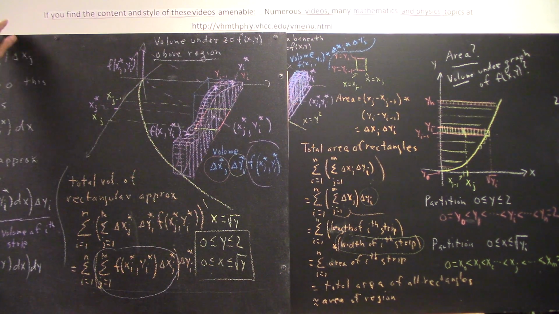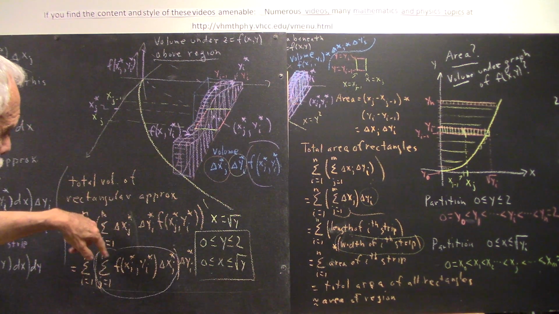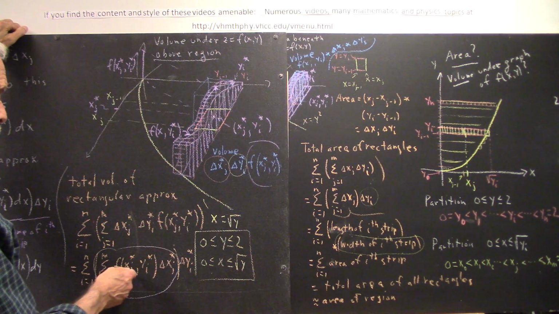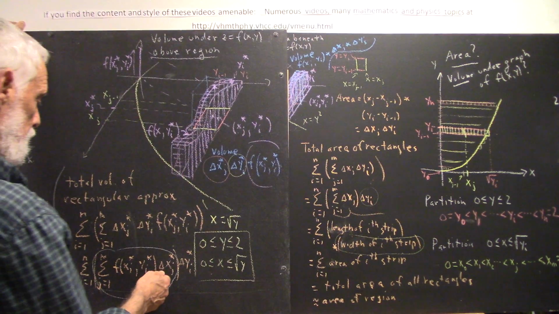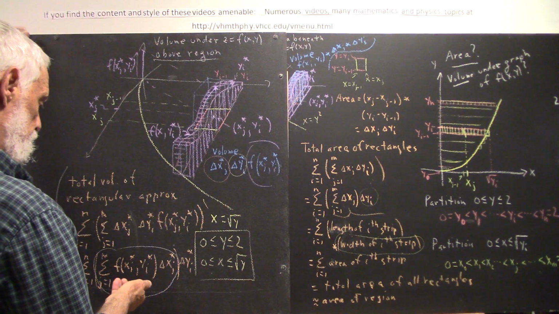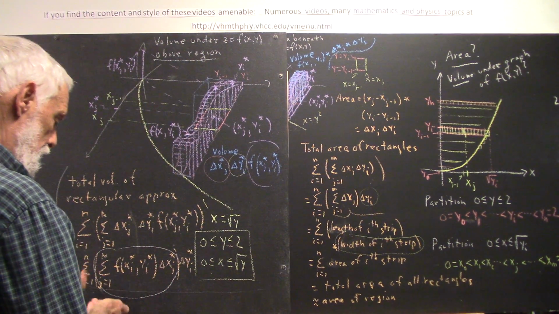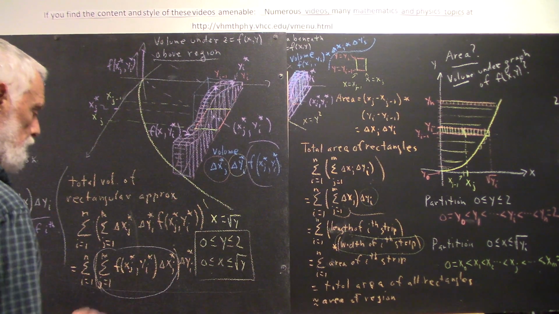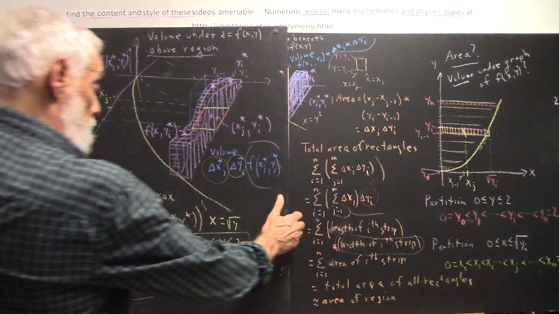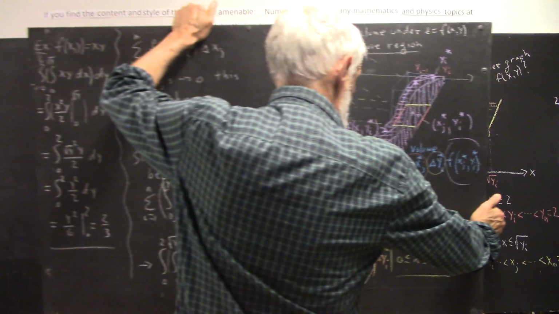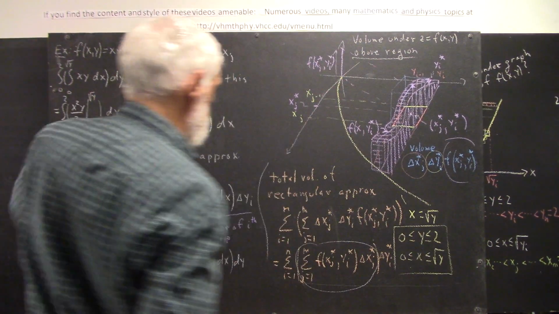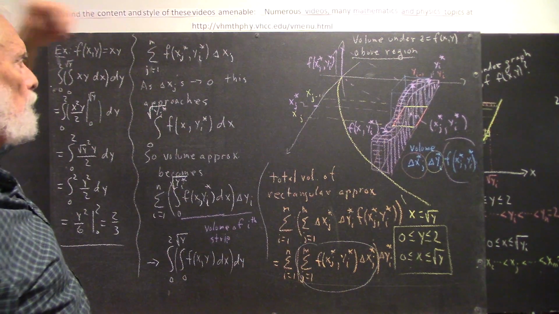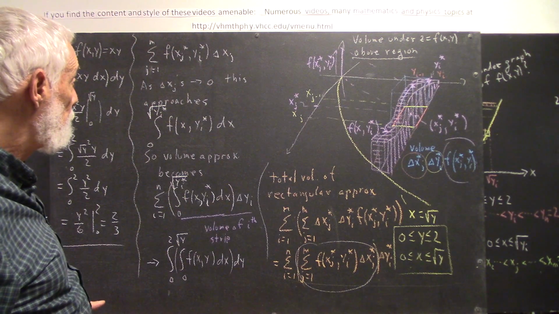Okay, well, now I want to look at the circled expression here. The sum from j equals 1 to m of f of x_j star, y_i star, delta x_j. Now, there's that sum. What's that sum mean?